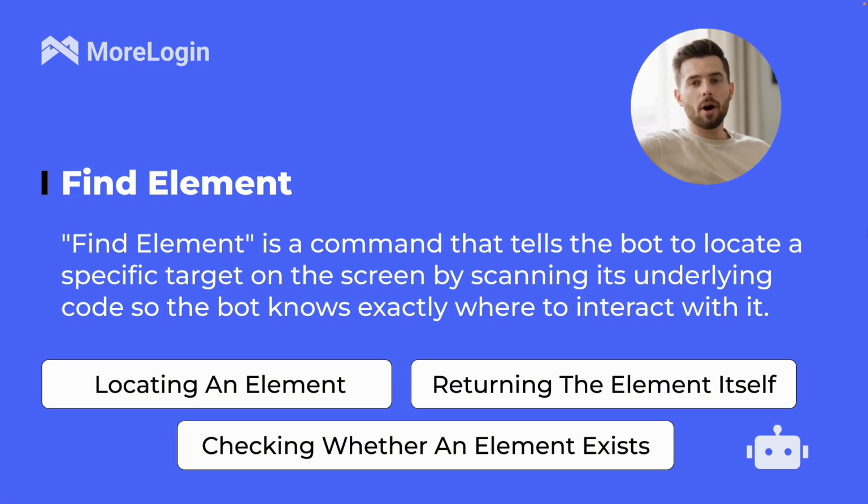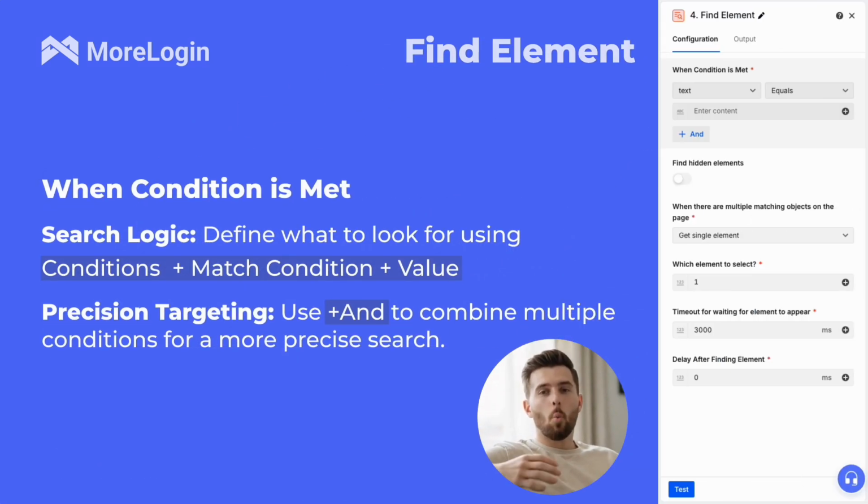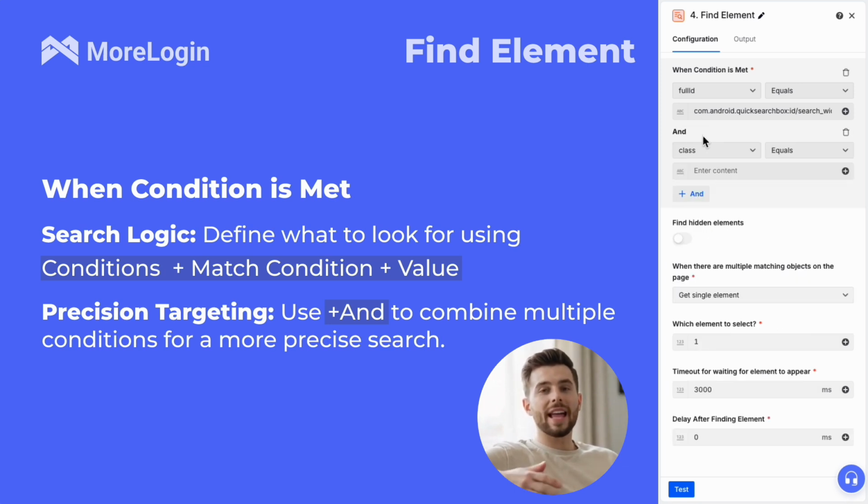The most important part of the configuration is when condition is met. This is where we define what the workflow should look for: text, full-id, class, or desk. Then choose the match condition, and finally enter the value you want to match. If one condition is not enough, you can add more with and to make the search more precise.